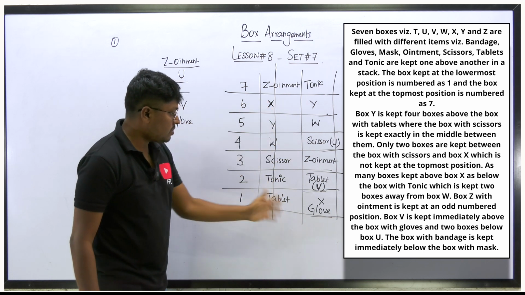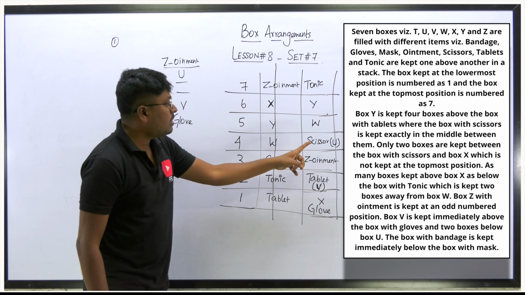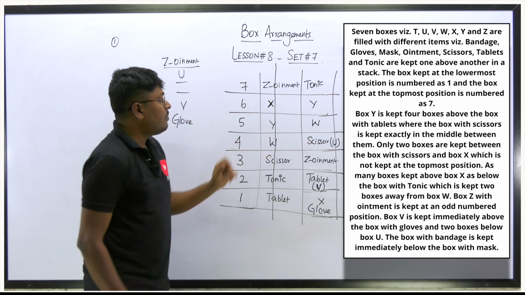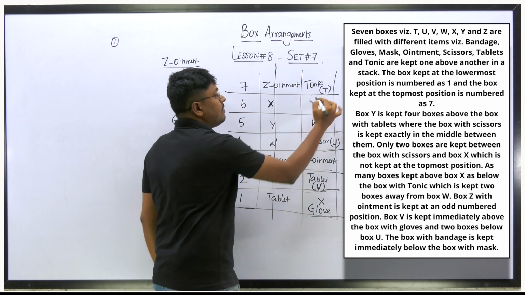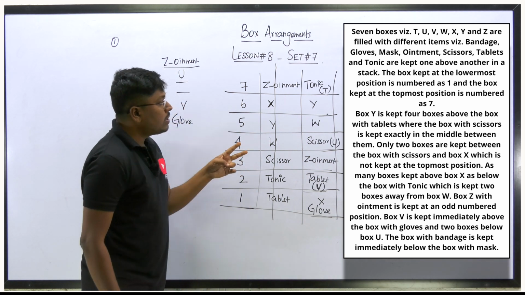I think we have fixed most of the things. X is glove, V is tablet, Z is ointment, U is scissor, and only one letter is remaining, that is T. So T will be tonic. Still two more items are remaining. What is the last point?